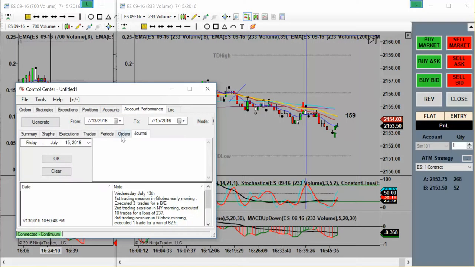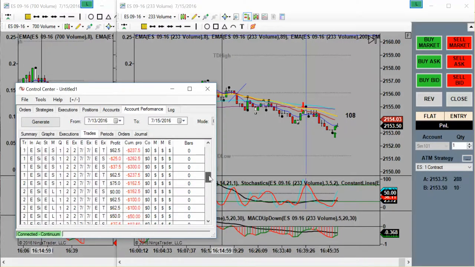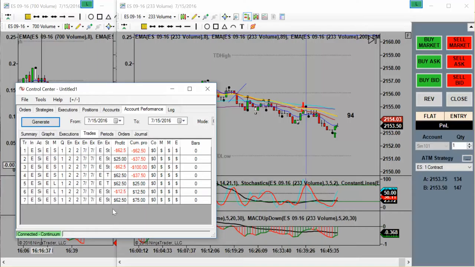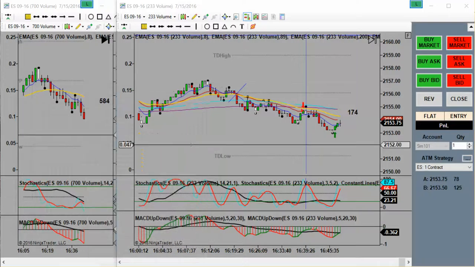Let's go to account performance, trades. Oh sorry, I'm on the wrong date here. So let's go back to Friday. And you can see that I got my 5 ticks. I was going for 7, but I was at 6 or 7 and I wasn't getting filled. So I took the 5 ticks. So basically, I ended up $75 in the positive. So now I am actually going to close this trading session for now.